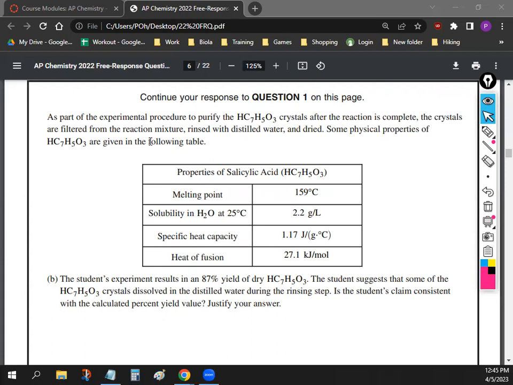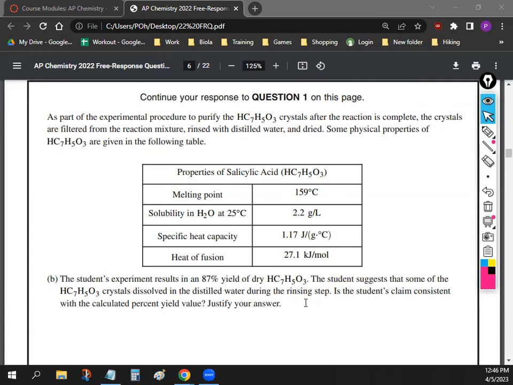So let me read the scenario. I'll paraphrase it for you guys, but basically, the student's doing an experiment to purify the salicylic acid after running the reaction. And then basically what the student does is creates the crystals, filters them, rinses the crystals with distilled water, and dries them. And then down here, we got some physical properties of salicylic acid. So you got the melting point, solubility, specific heat of fusion, etc.